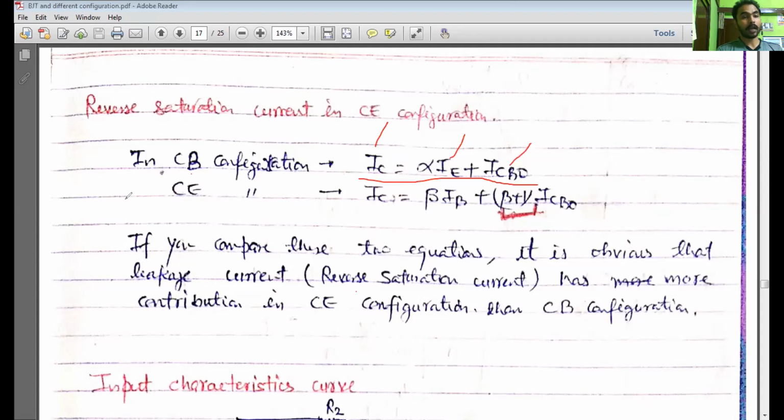Now in the common emitter, what is your input current? The base current IB, so that's why it comes here. What is the output current? IC, so it comes here. And instead of beta plus 1 times ICBO, you can write ICEO.